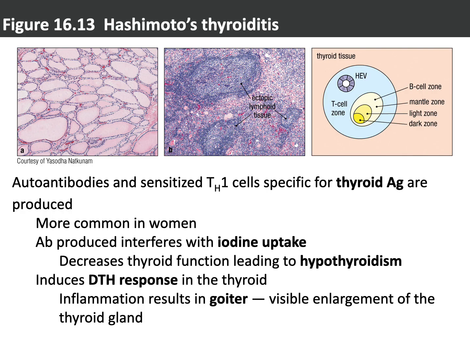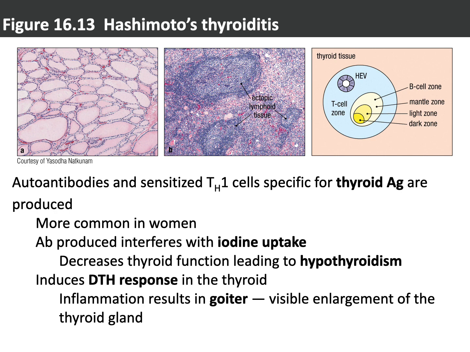All right, so now we're going to look at some of the different autoimmune conditions. The first one we're going to look at is Hashimoto thyroiditis. This is an autoimmune condition where autoantibodies and Th1 cells recognize thyroid antigens, more commonly in women. Antibodies interfere with iodine uptake. Iodine is important for the function of the thyroid. It's one of the reasons why iodine is added to salt, so that we consume enough iodine so our thyroid works functionally. This leads to decreased thyroid function and hypothyroidism.